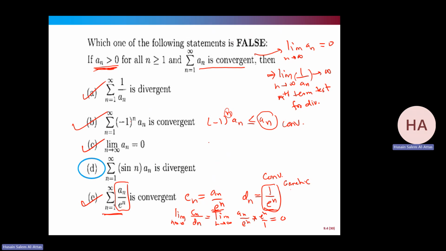Because I know that sine n times An will be less than or equal to 1 times An. And this one converges as a series. So for sure this one will converge. So this is wrong. That will be the false statement. I wish it's clear. When I say converge, I don't mean the term, I take the series. The series converges.